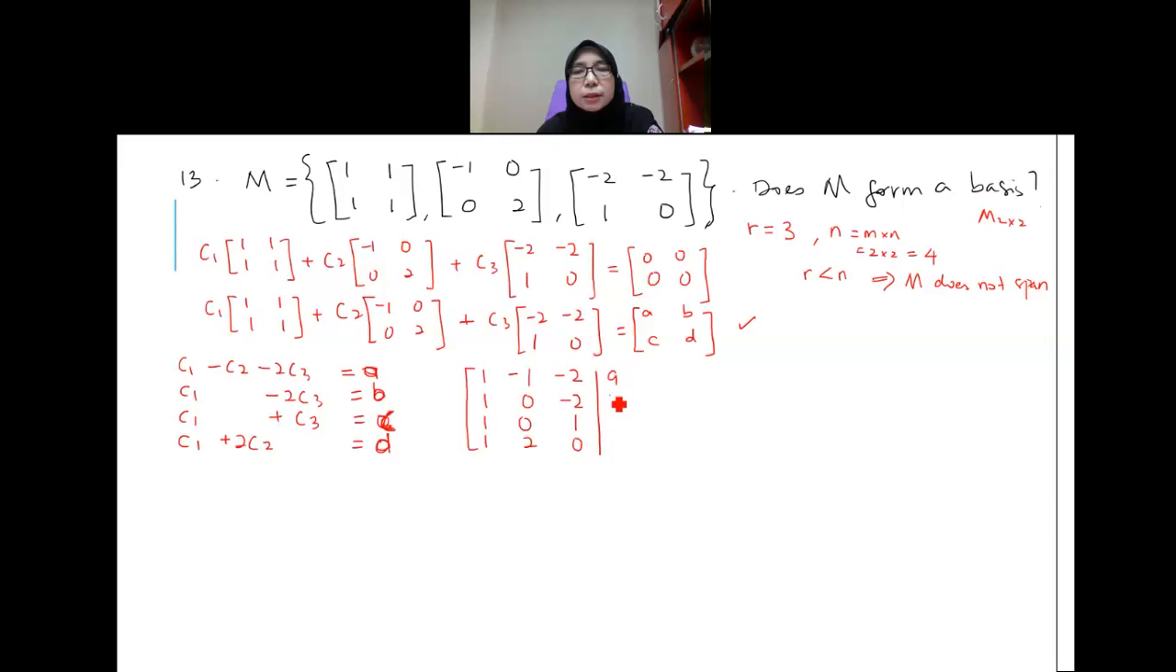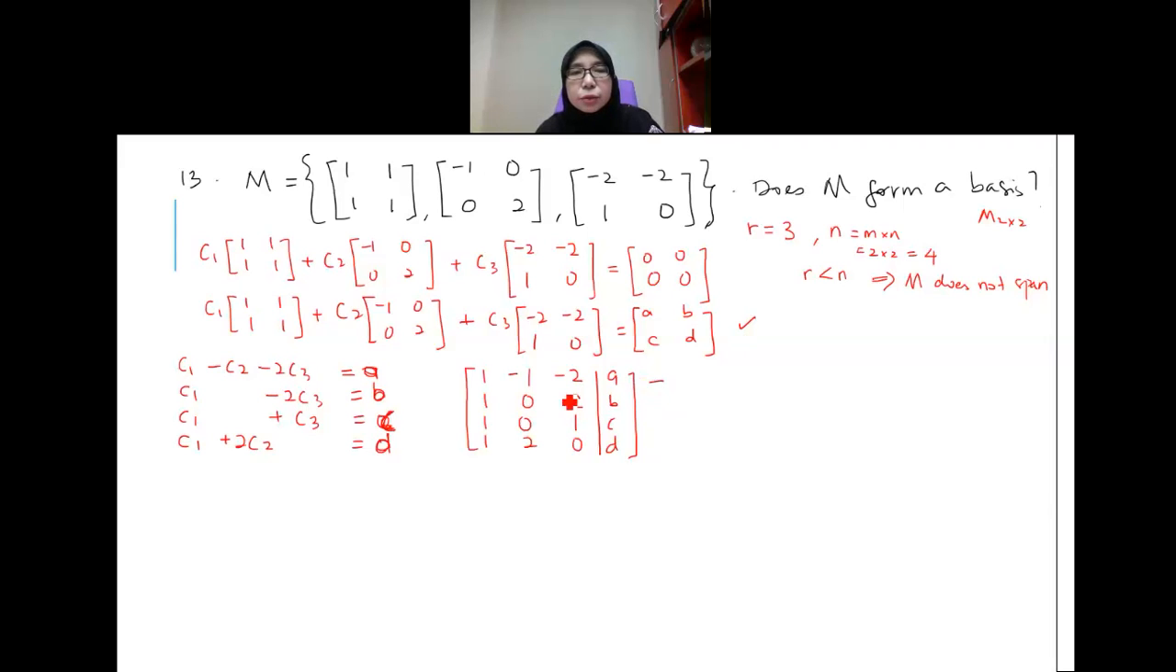A, B, C, D. Okay. So reduce this augmented matrix until you get, can you get a 0 row? Remember, not spanning means the system is not consistent. So for a system not consistent, there must be a 0 row in the coefficient matrix.